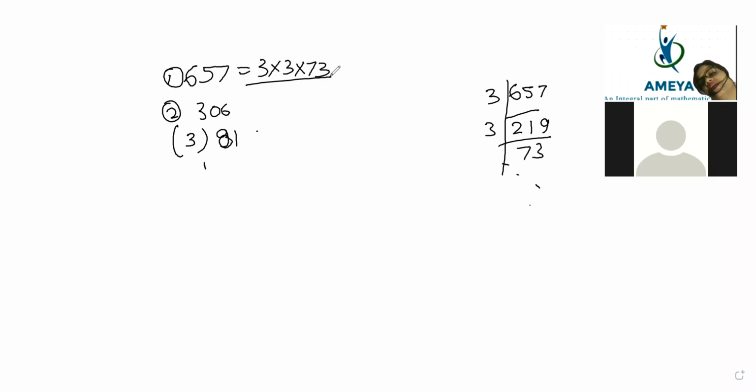7 into 3, 73 will come, Mustafa. That is correct. Nandini is also correct. Rest of you, what are you doing, talk about 306. You have already finished 657.